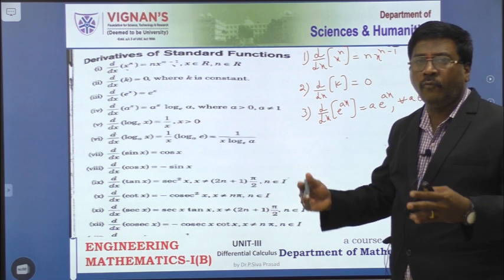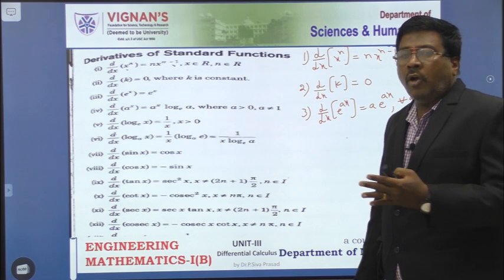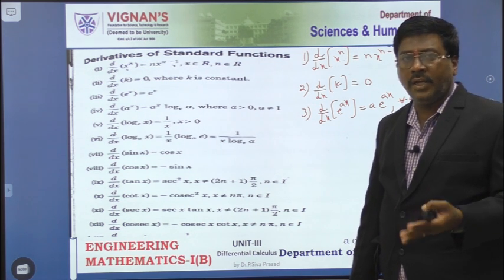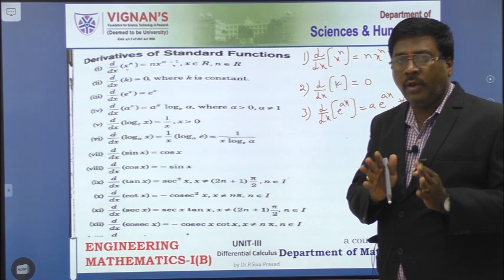Likewise, you have to practice the formulas. Then automatically you will get the derivatives and the integrations also. Please all of you be careful about that.